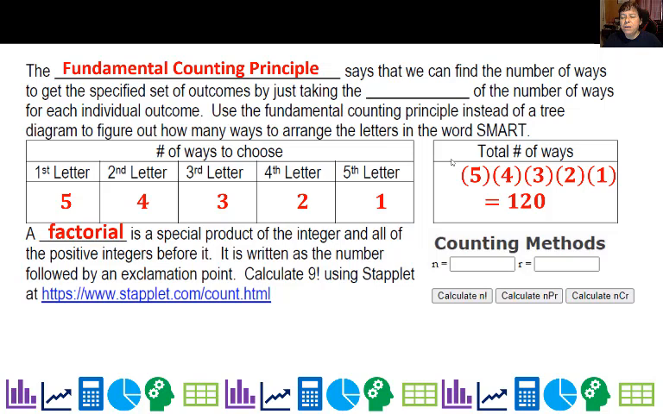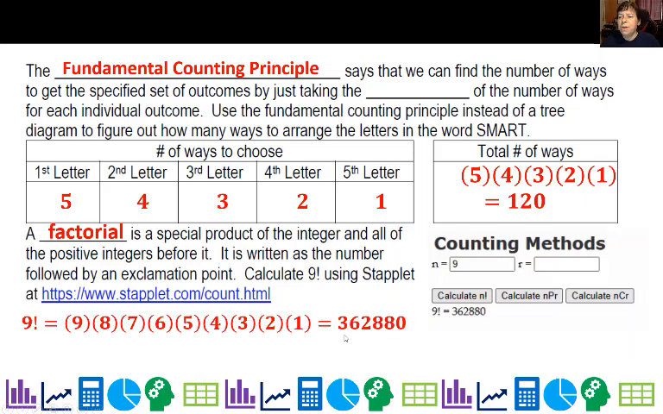If I want to calculate 9 factorial, I'll go ahead and show you how to do it here. I just put in 9, hit factorial, and voila, 362,880. There you go. And there's my product that I was missing.